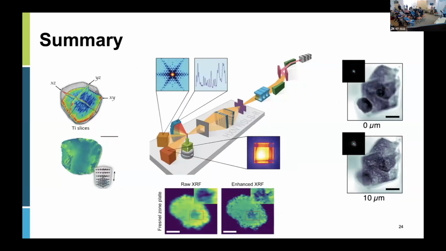Okay. In summary, we're trying to show you that multimodal scanning probe microscopy is a powerful imaging method. It can give you structure, elemental, and strain information from the sample simultaneously. And we showed you our attempts to solve two challenges in high resolution imaging. One is extending the depth of field without sacrificing the resolution. Another is using machine learning methods to enhance the fluorescence image.